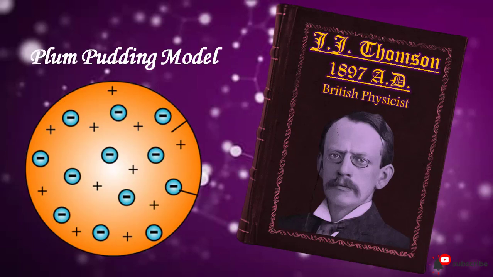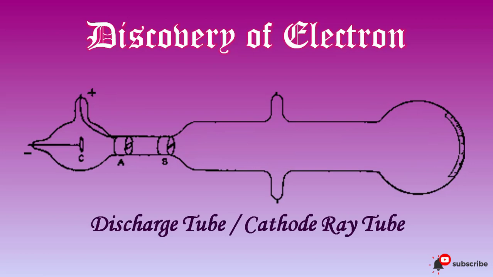Now let's discuss the discovery of electron. The apparatus used for this experiment is called the discharge tube, or the neon sign, or the TV tube, as per the example of discharge tube.